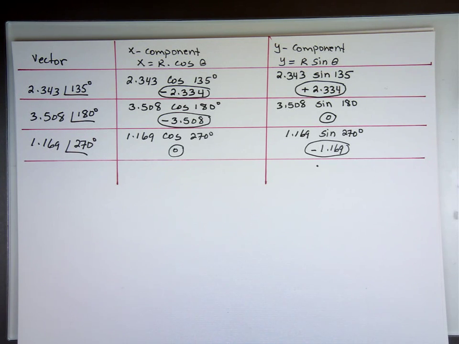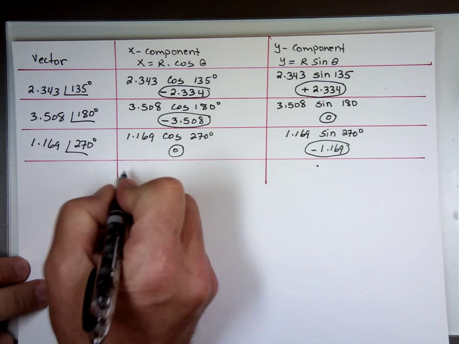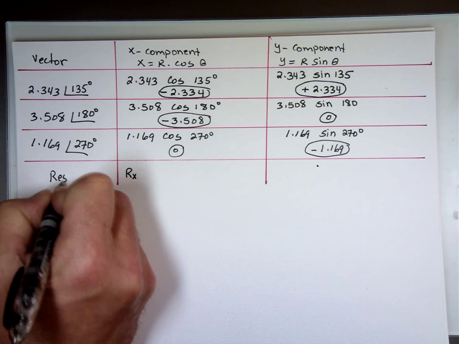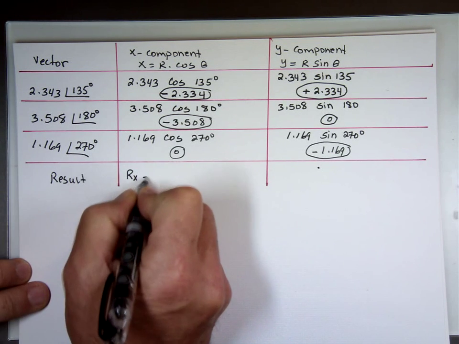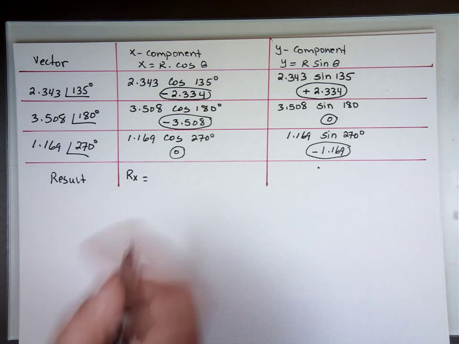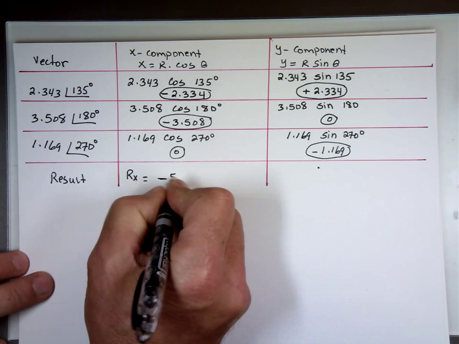So now let me add all the x components. That's called r sub x, the result in the x direction, and then the result in the y direction. In the x direction, let's add the two numbers that we have, 2.334 plus 3.508, both negative. So it's a negative 5.842.